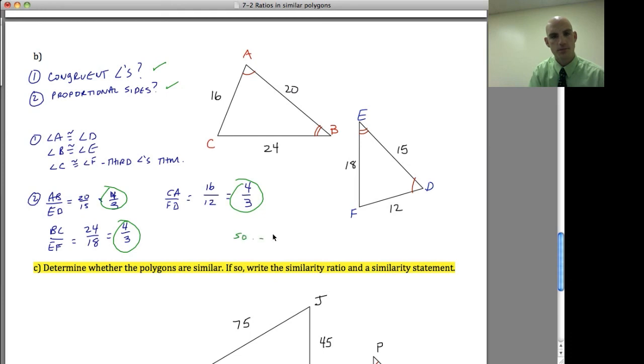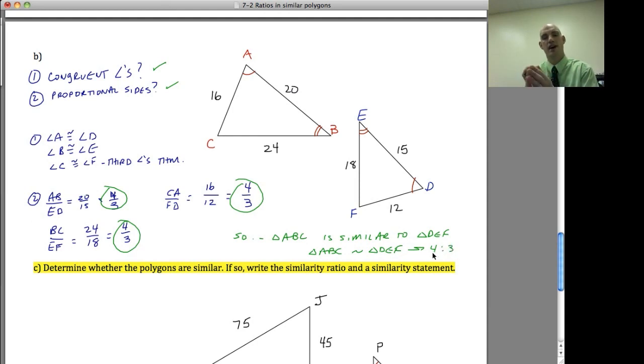So triangle ABC is similar to triangle DEF. And what we would say is triangle ABC, use the similarity sign, triangle DEF. The similarity ratio would be 4:3. Okay, so that's what you do. You test the angles, you test the sides, you write the similarity statement and the similarity ratio.